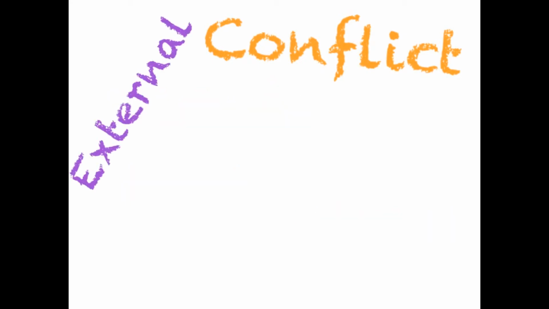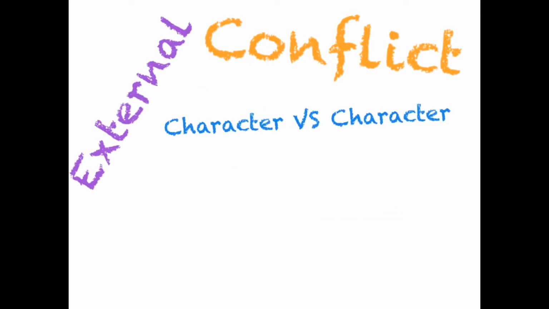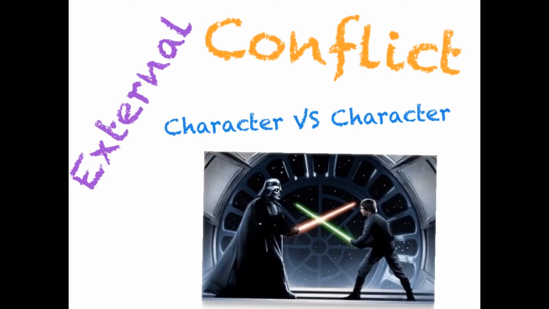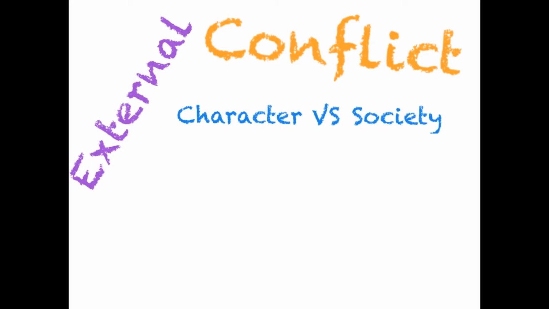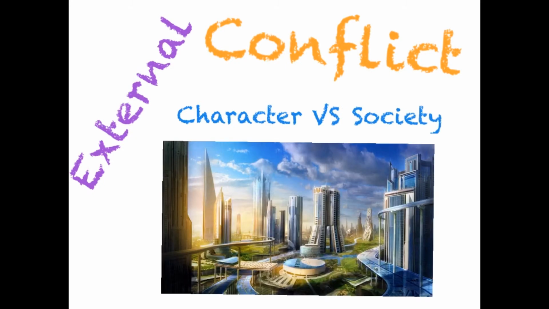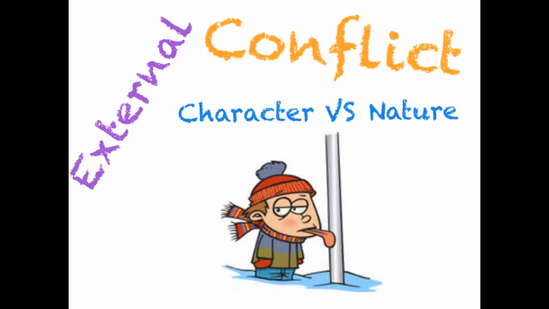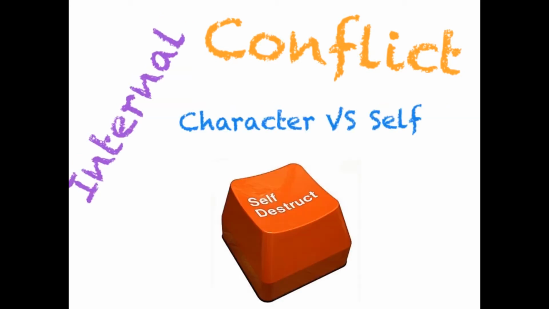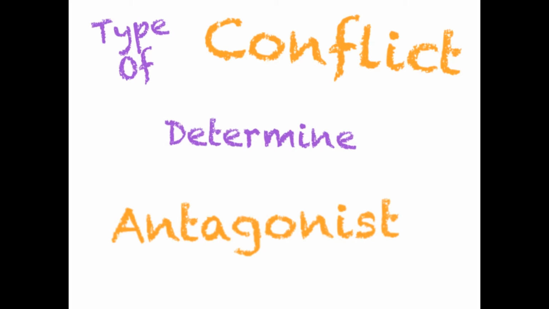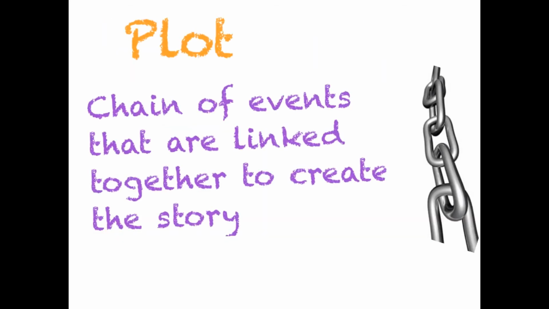Now with external conflict, you can have character versus character, which is where our protagonist is versus our antagonist. Character versus society, where the protagonist experiences conflict with society as a whole. And character versus nature, where the protagonist is versus elements of nature. But with internal conflict, it's always character versus self, where the protagonist has some sort of internal battle. The type of conflict can help us determine who the antagonist of our story is. But anyway, let's get back to plot.